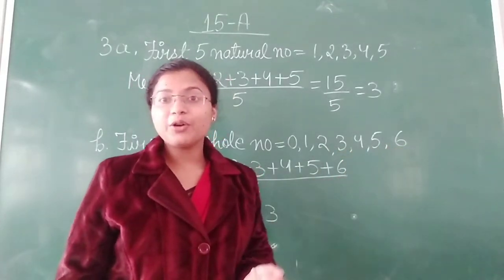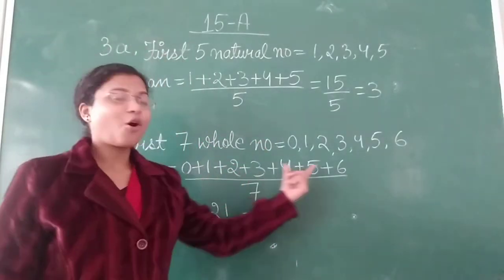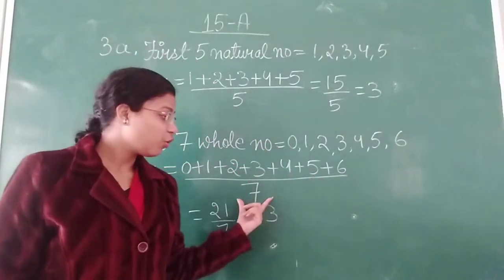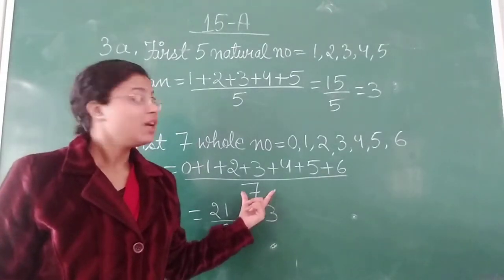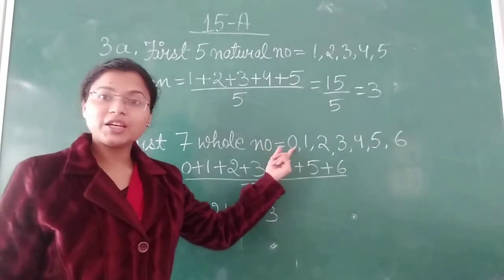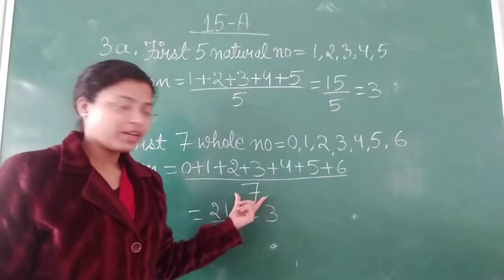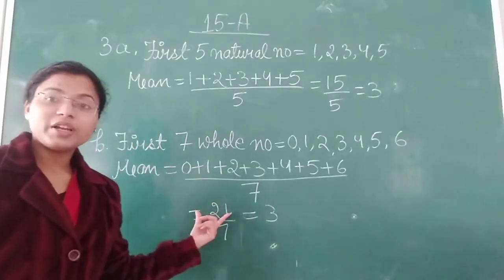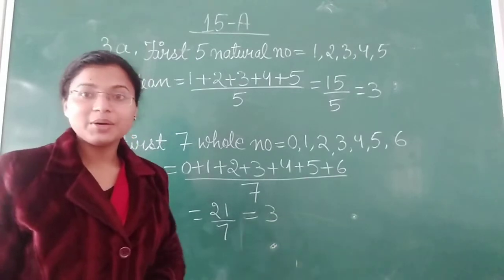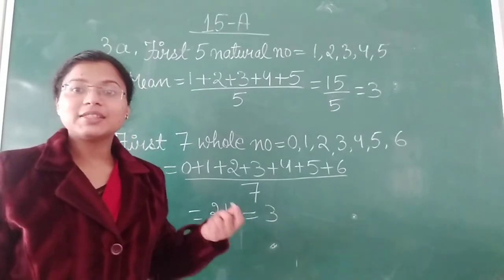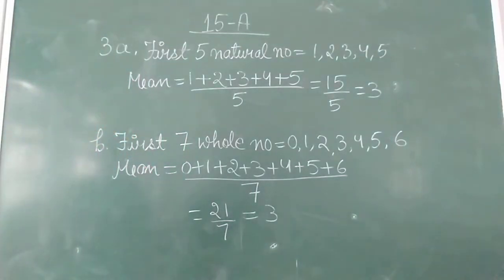So how to find out the mean? The same procedure. Sum of the observations upon the total number of observations. Observations means the numbers. How many numbers are you having? Here you are having a total of 7 numbers. So upon 7, in the numerator you will get 21, and 21 upon 7 will give you 3. This means the mean of the 7 whole numbers will be 3. So this is the solution.